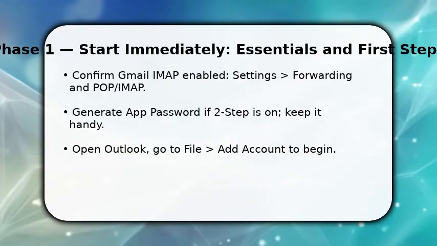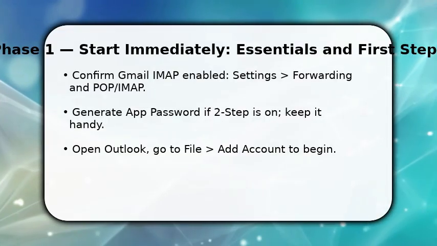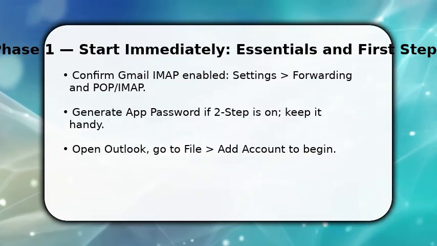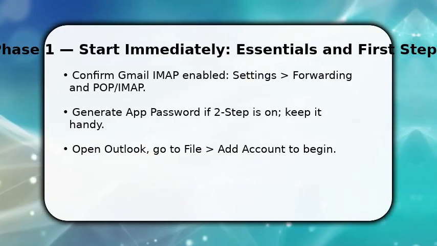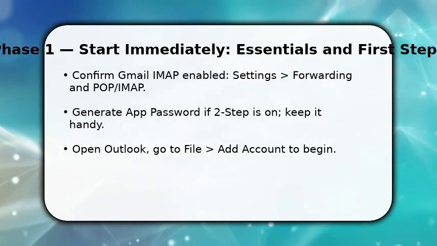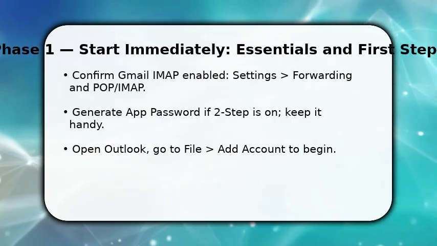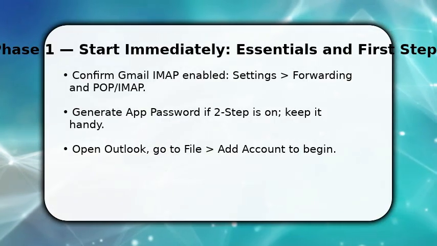You begin by enabling IMAP in Gmail so Outlook can sync folders. This is why IMAP matters. It preserves labels and folder structure. Once done, generate an app password if you use two-step verification, because Outlook needs a specific credential.